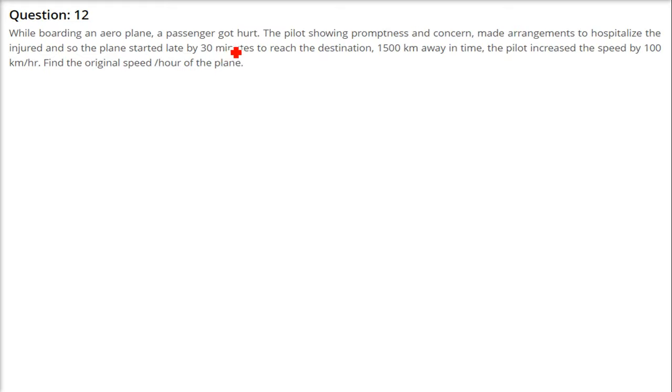So the same situation is there, but the only thing changed is the language of the question. The things remain the same. If x is the usual, original speed, then x plus 100 is the increased speed. The distance remains the same for both cases.